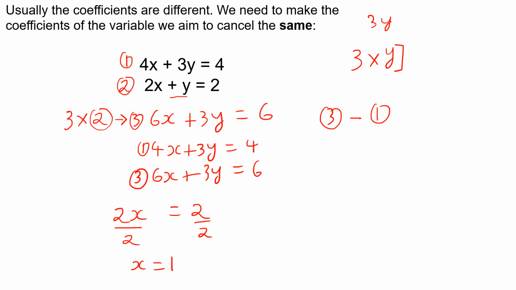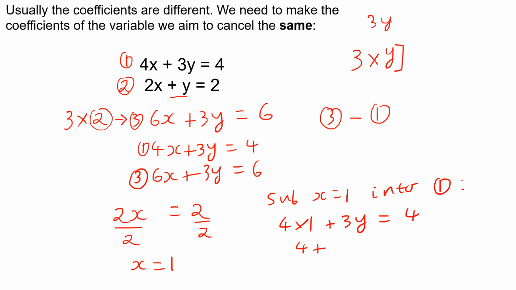I could now substitute x equals 1 back into really any of the equations, but I will choose the first equation. So I can say sub x equals 1 into equation 1, and that will give me 4 times 1 plus 3y equals 4. So 4 plus 3y equals 4.